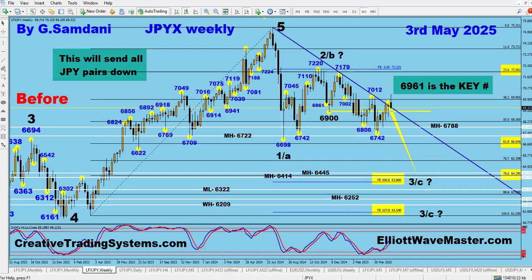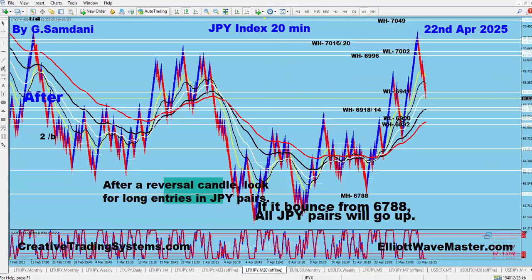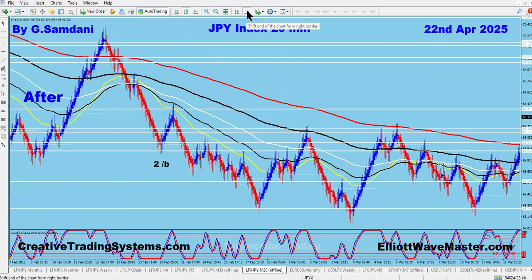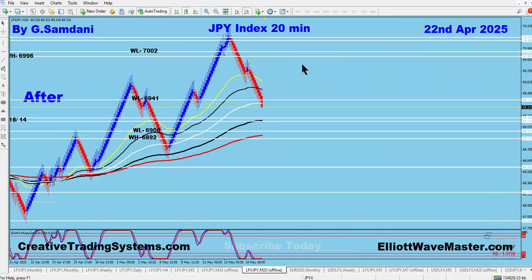I want to show you the 20-minute chart. Pretty chart, huh? Pretty messed up. Okay. This one, you can see here that this is what's happening here.